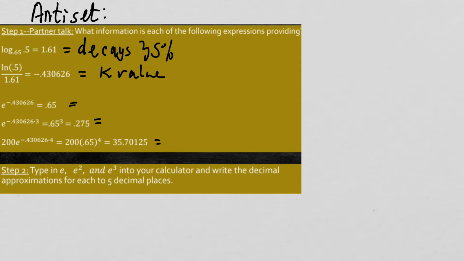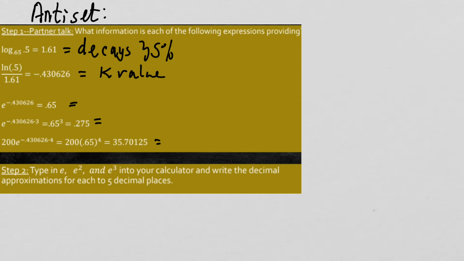for decaying 35%. Then the next one down below is e raised to that K value to equal 0.65. So that's the same thing as saying 65% is left after 1 year. Then the next one, same thing, multiplying it by 3 for the time there. So after 3 years of losing 35% per year, we drop to 27.5%.